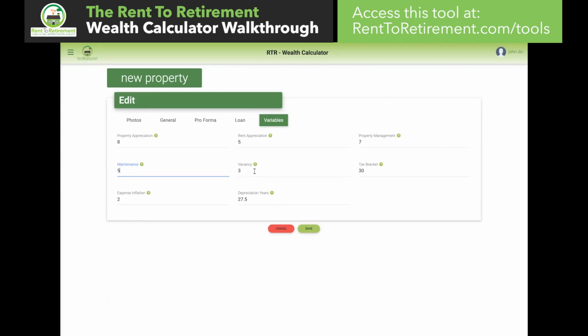Vacancy, completely up to you what you want to put in. Average vacancy in this area is actually below 3%. It's like 2.8 based over the past 5 years of data that we've collected. But you can put whatever you want for vacancy.